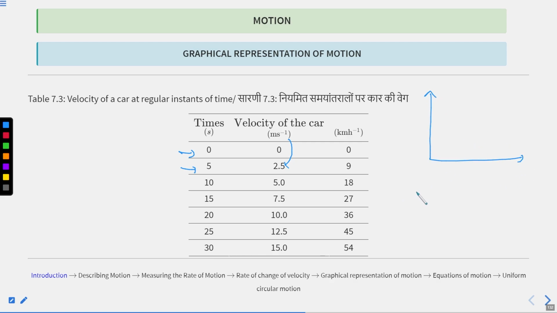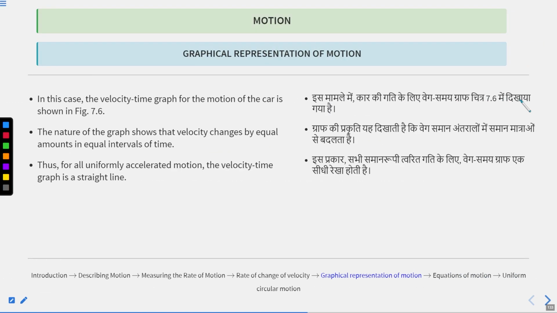When we put this data on a velocity time graph, at 0 we get the value 0, at 5 we get the value 2.5, at 10 we get the value 5, and at 15 we get the value 7.5. So you are getting a straight line. The velocity time graph for this motion can be shown in a figure.